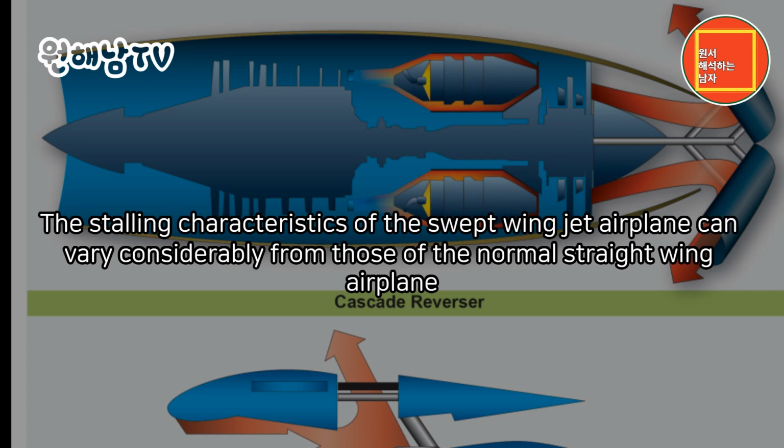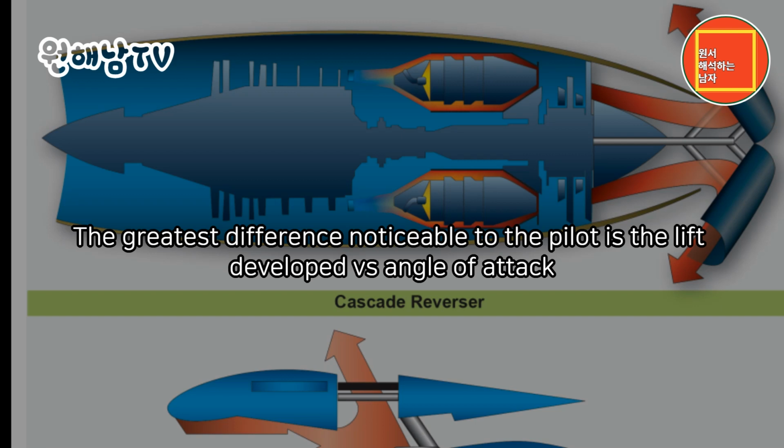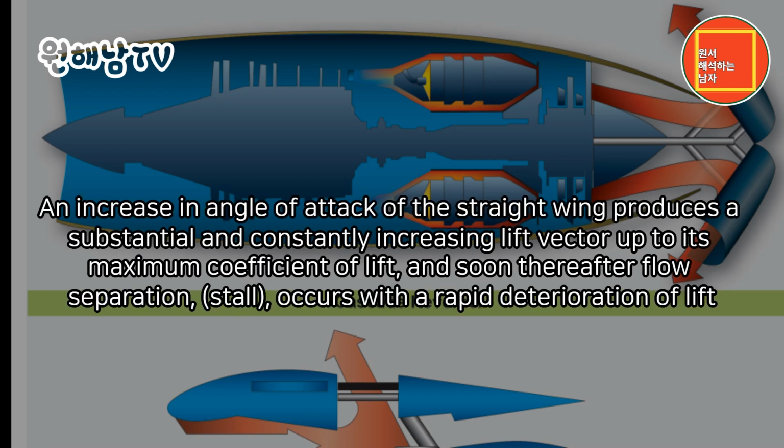Stalls. The stalling characteristics of the swept-wing jet airplane can vary considerably from those of the normal straight-wing airplane. The greatest difference noticeable to the pilot is the lift developed versus angle of attack. An increase in angle of attack of the straight wing produces a substantial and constantly increasing lift vector up to its maximum coefficient of lift, and soon thereafter, flow separation, stall, occurs with a rapid deterioration of lift.